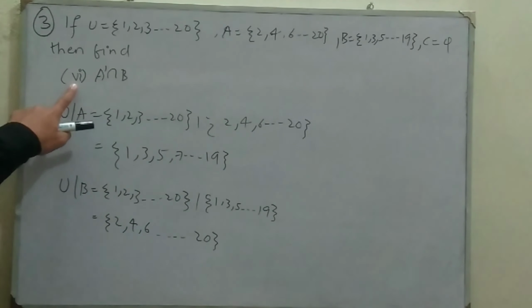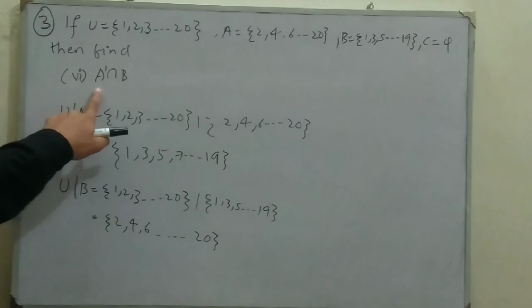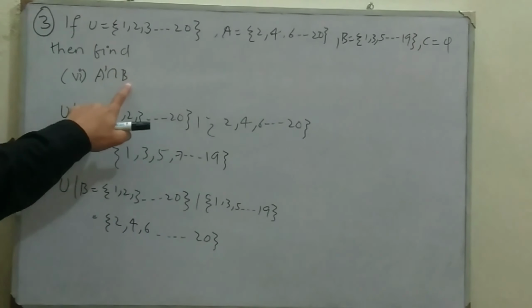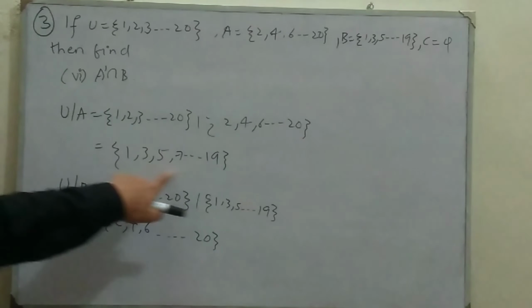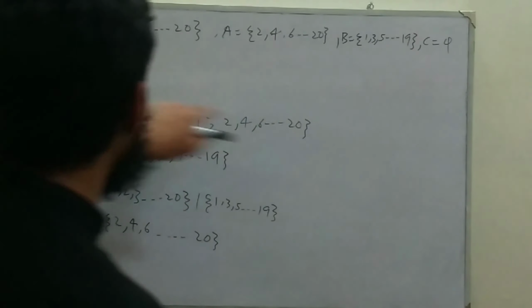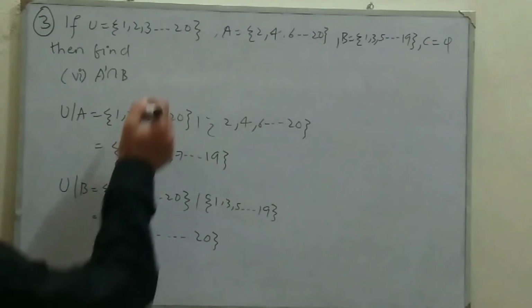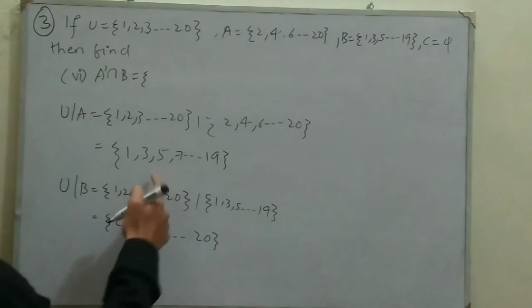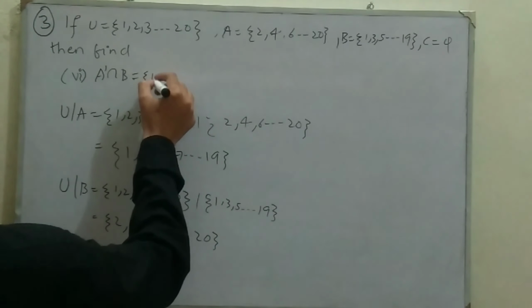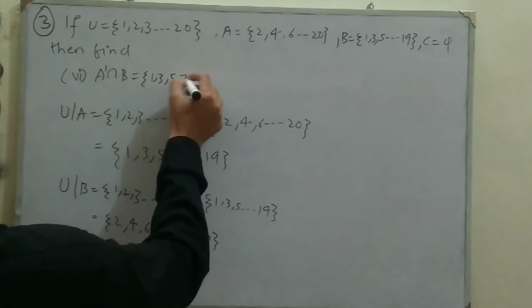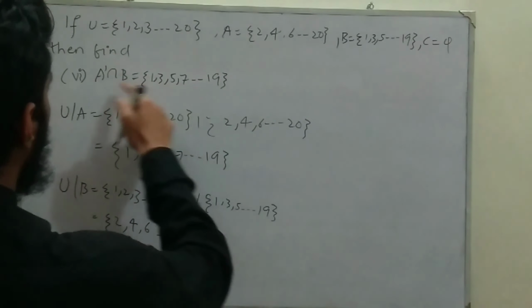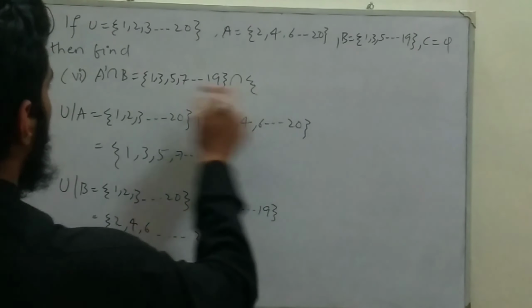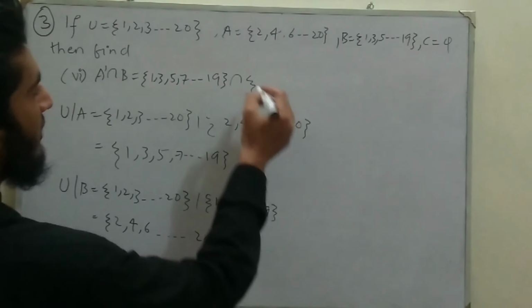Now move to the sixth part of question number 3. It asks us to find A complement intersection B. A complement is these values and B is this. So put them here and find the intersection of these two sets. So A complement intersection B will be equal to A complement, which is 1, 3, 5 up to 19, intersection, and B, which is 1, 3, 5 to 19.